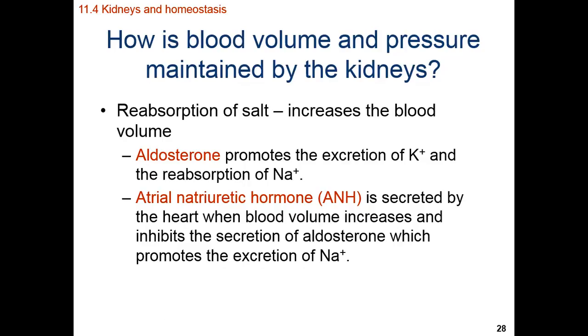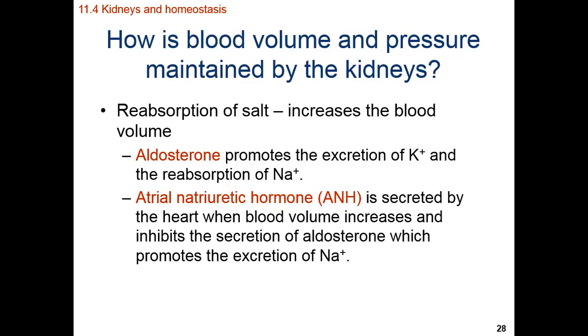Another hormone that helps to regulate our blood pressure that's connected to the kidneys is atrial natriuretic hormone, sometimes also referred to as ANP, atrial natriuretic peptide. As its name implies, atrial natriuretic peptide or hormone is going to be released by the atria of the heart. And it's going to be released from the atria of the heart when our blood volume increases too much.